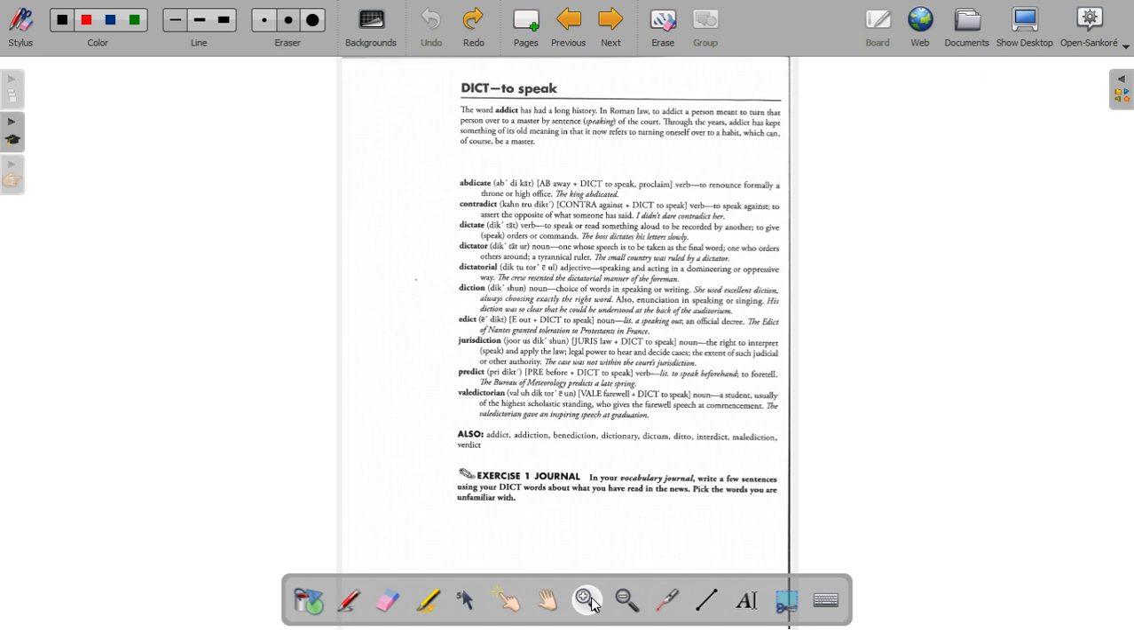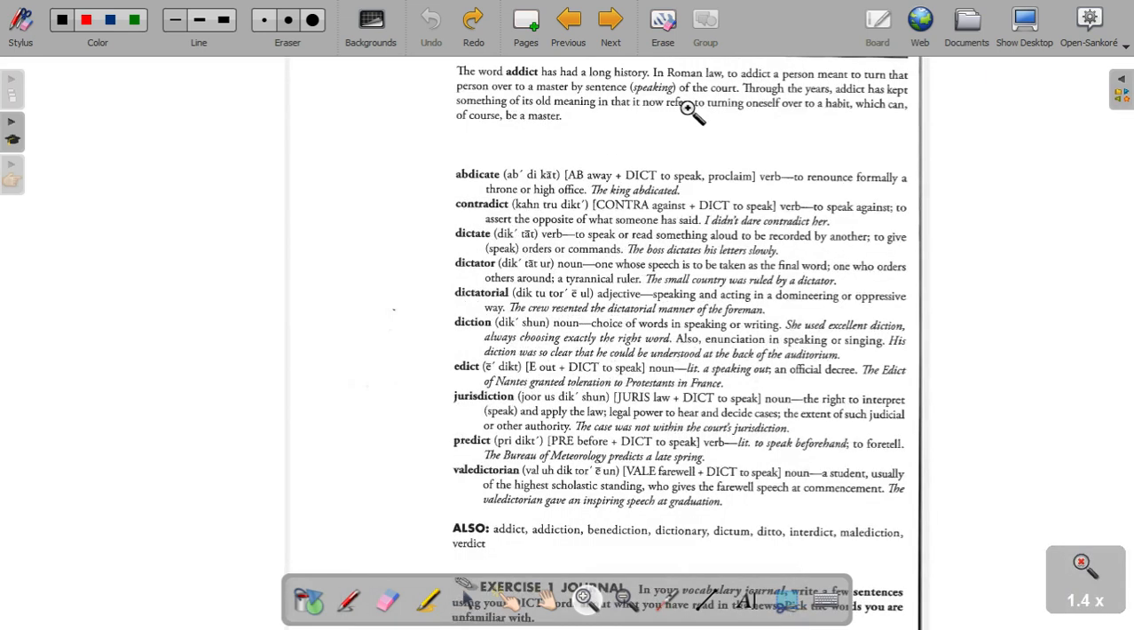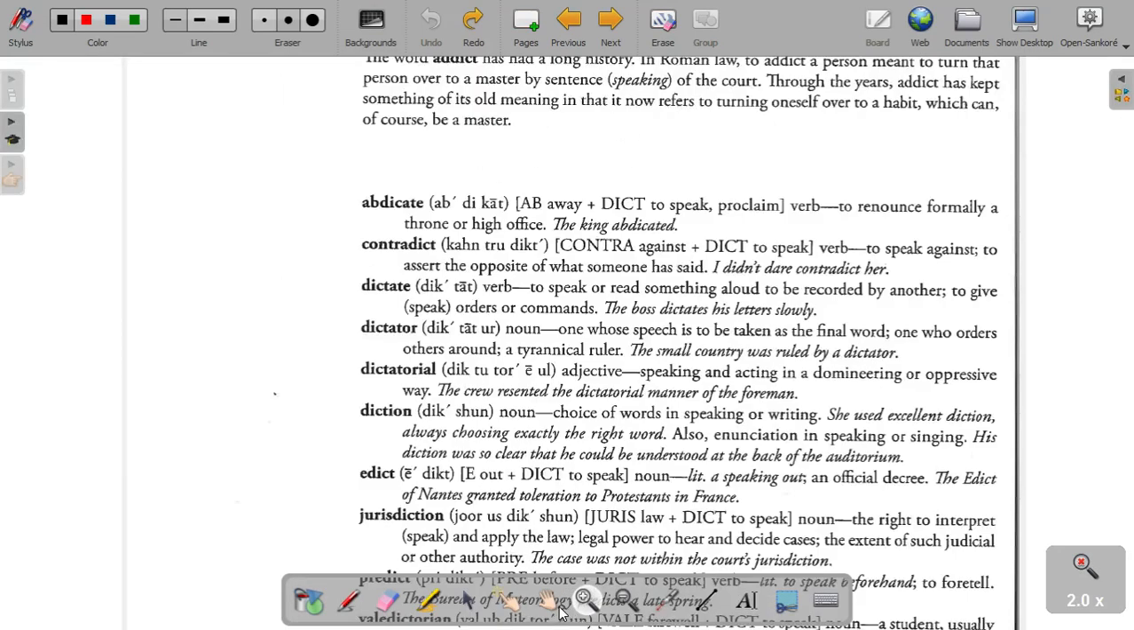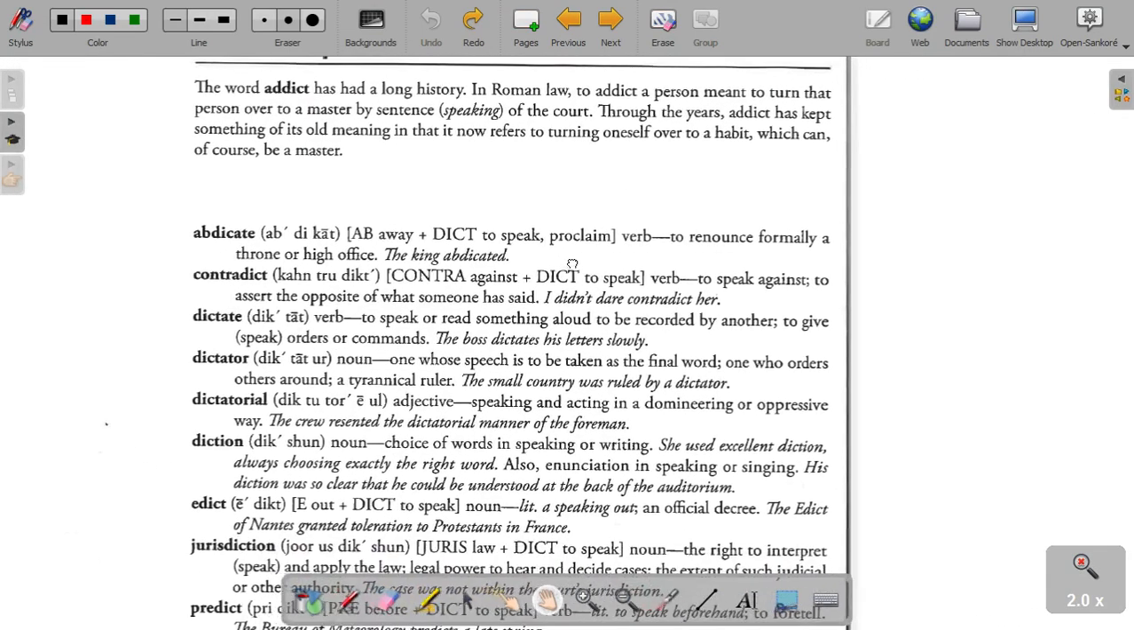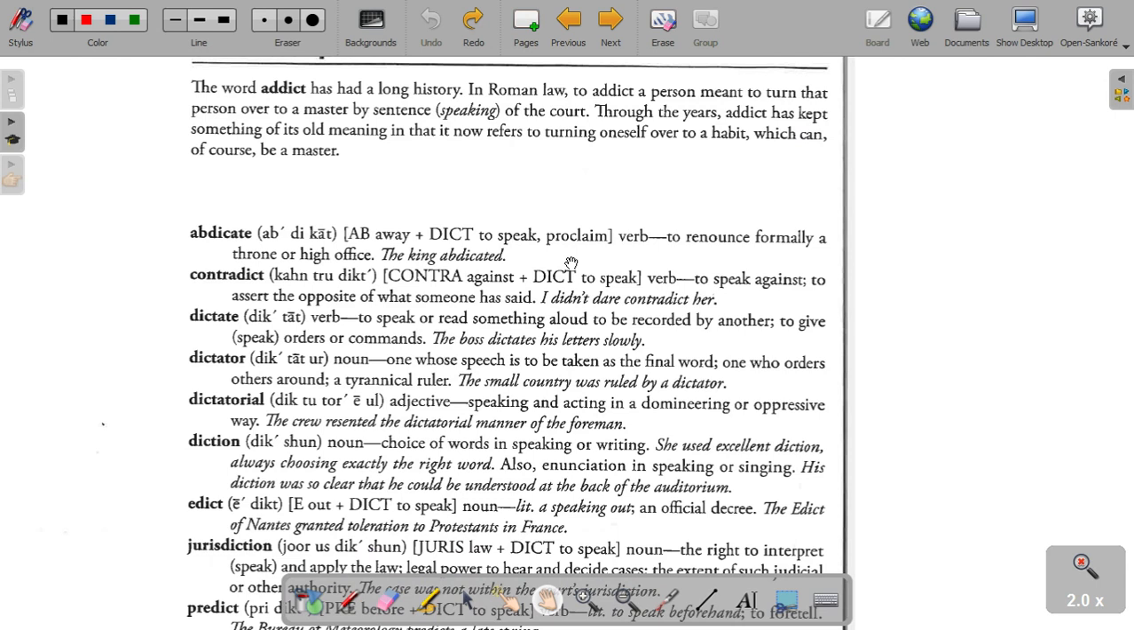All right, the third one here we have is dict, which means to speak. So this is probably one that you're familiar with, I would guess. The word addict has a long history. In Roman law, to addict a person meant to turn that person over to a master by sentencing or speaking of the court.